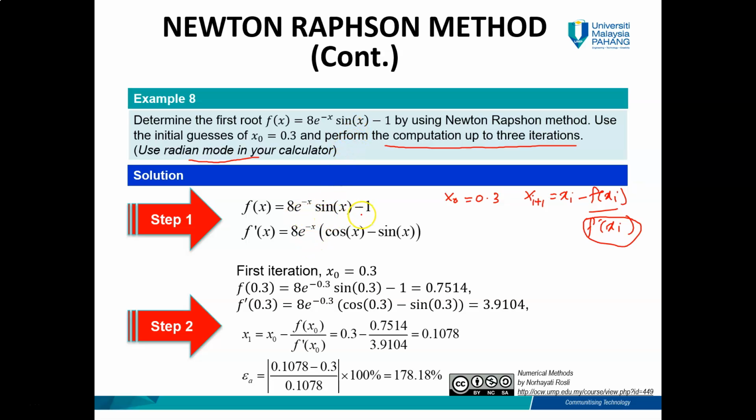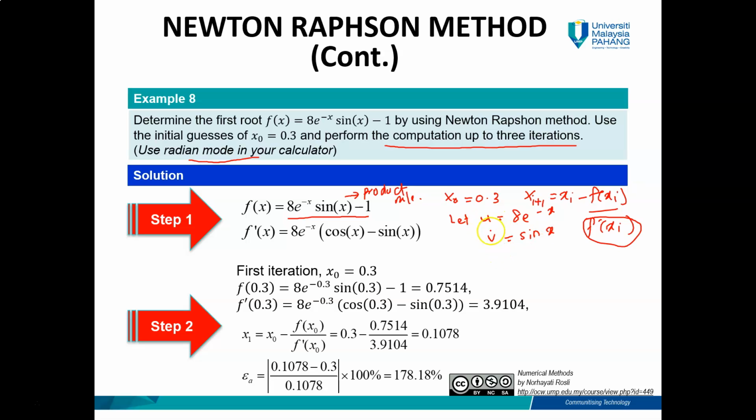Here, we have e to the power negative x, sine x, minus 1. So how can you differentiate this function? This function involves the multiplication of an exponential and a sine function, which is minus a constant. When you differentiate a constant, it will be equal to 0. But to differentiate this part, you need to use the product rule. And how to do that? We let u equal to e to the negative x, and then v equal to sine x.